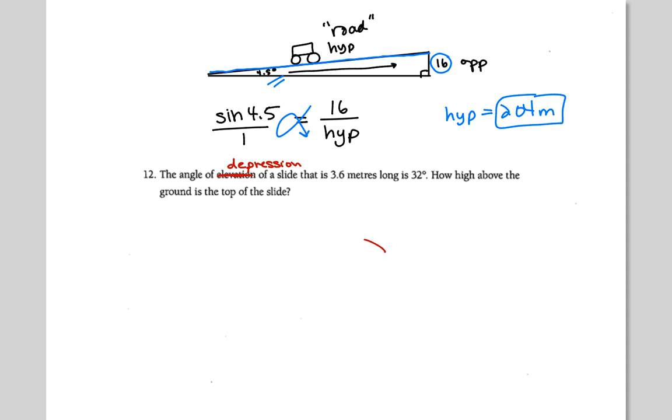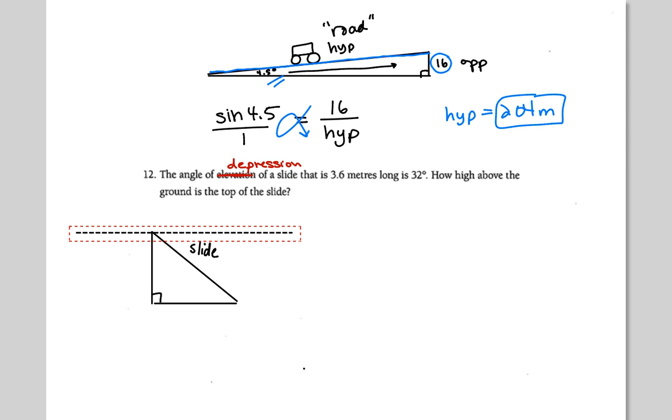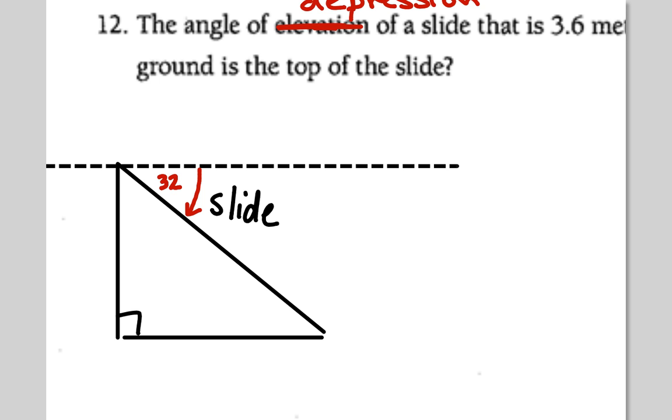Okay, so let's draw that in. So we have to draw in a slide. So everybody knows what a slide looks like. So this is the slide. Now, the important thing is the angle of depression. To do that, you need an imaginary horizontal reference point, like that. Then I take out my red pen because I'm depressed. And it says the angle of depression is 32 degrees. So that's right there.